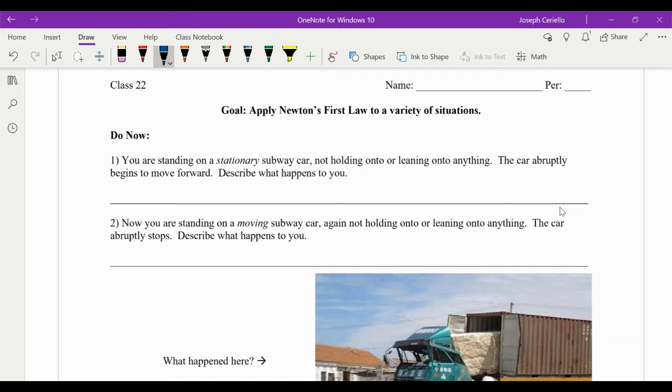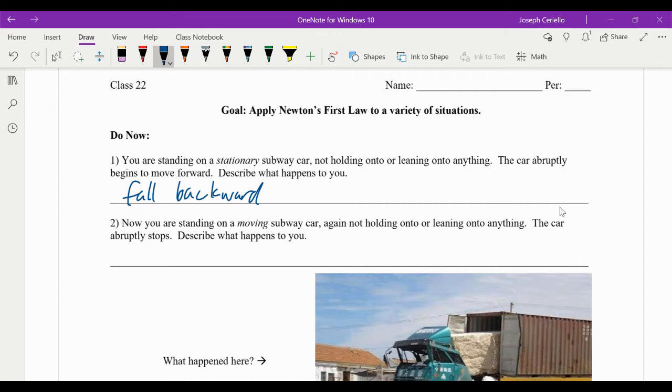So this isn't just a subway car, but even just like a regular car. When you start moving, what happens to your body? Hopefully you notice you fall backward or move backward. Particularly in a subway car, you're going to fall backward. Now, you're not actually falling backward. What's actually happening is that the subway car is moving forward, and your body, which is an object at rest, wants to remain at rest.